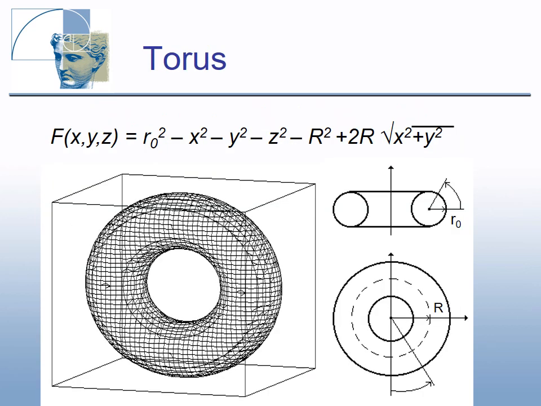A torus, or a donut, is a shape swept by a small disk rotated around an axis parallel to its plane. In fact, it is defined by a polynomial of degree 4, but here it is shown in a specific form with a square root. The equation has two parameters. Small r0 is a radius of a small disk, and the big R is a radius of rotation, which is usually greater than the radius of the small disk.